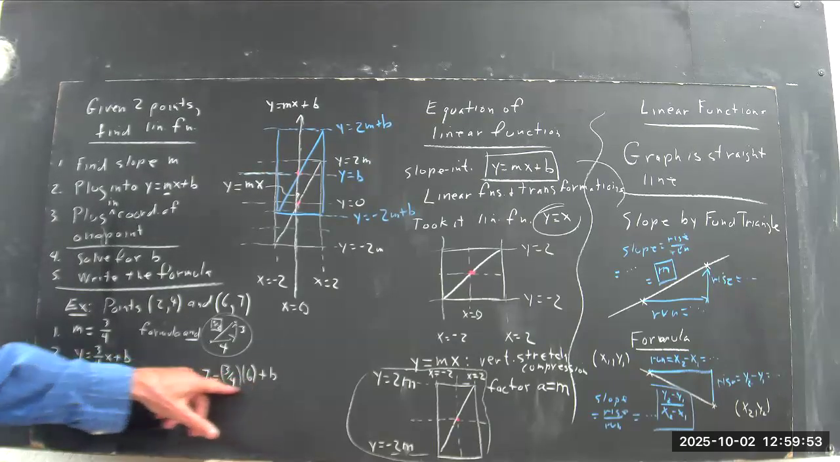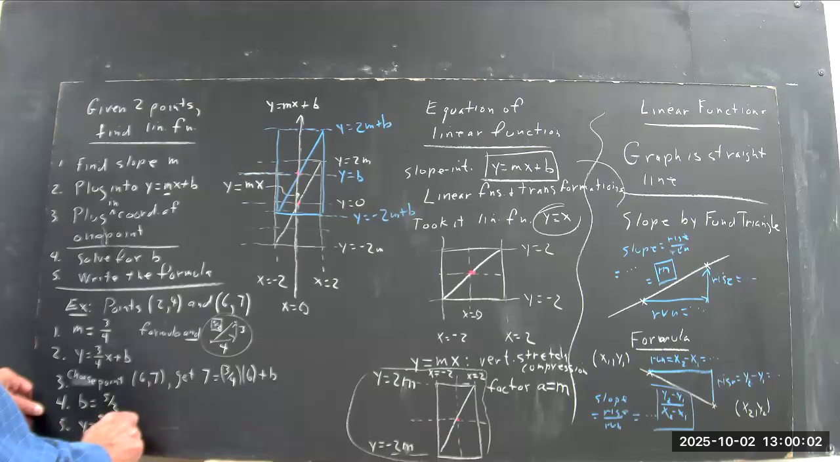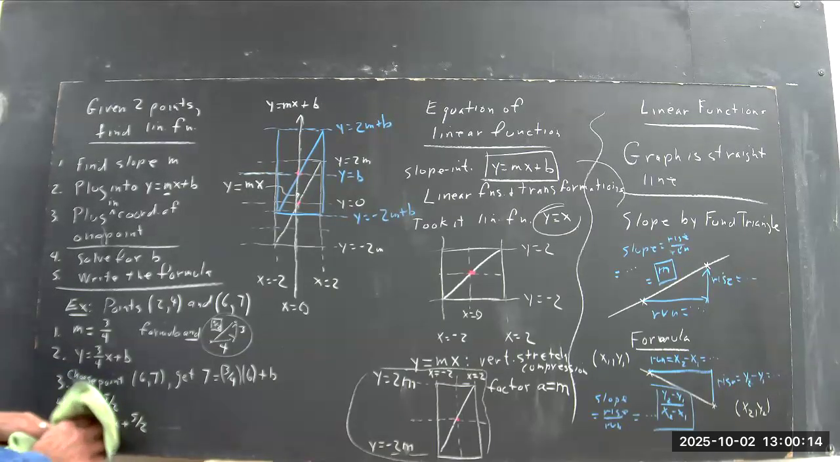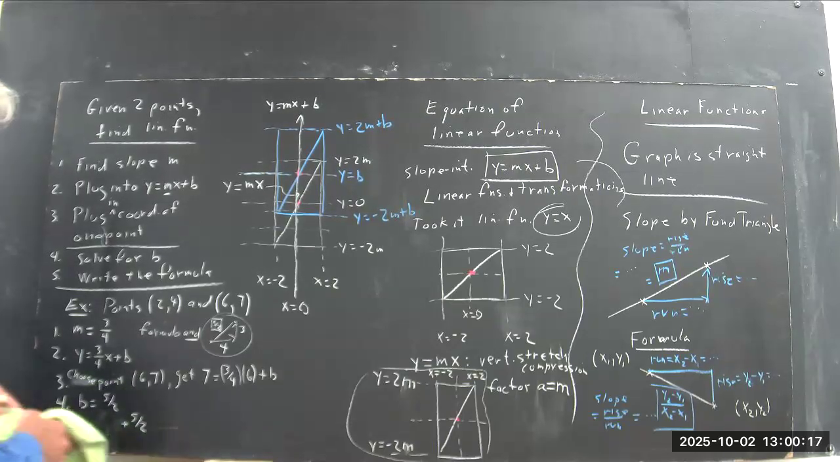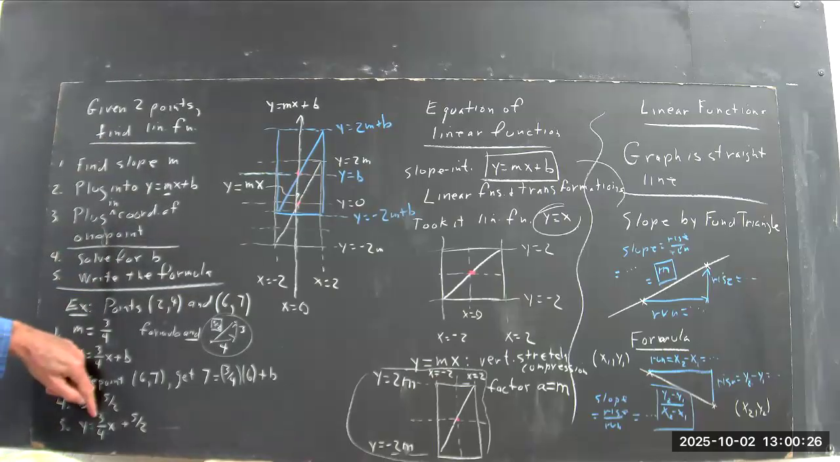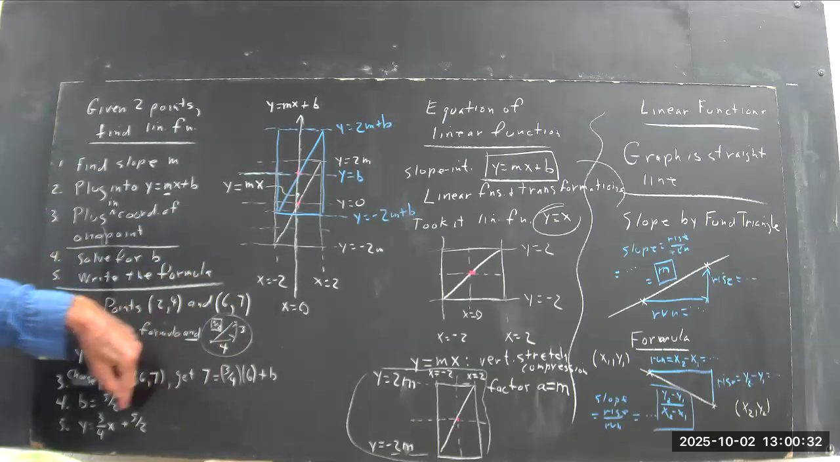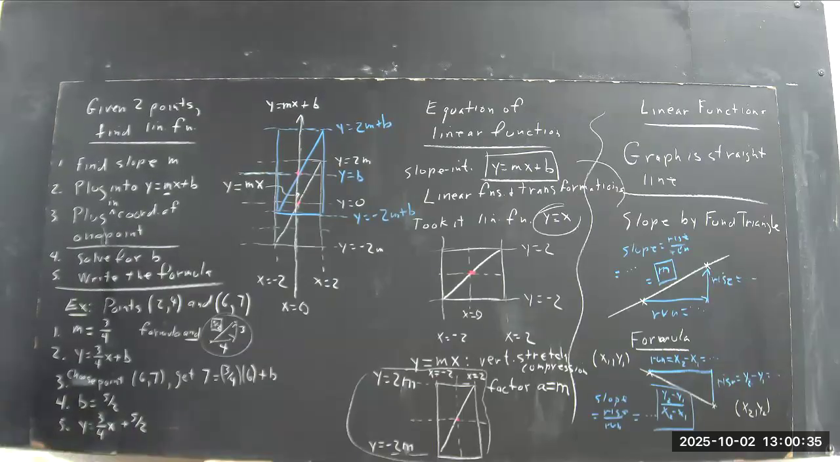So you solve this linear equation for b, and you get 5/2. And then step 5, y equals, sorry, 3/4 x plus 5/2. So I've replaced m by the slope from this point to this point. And I've replaced b by what we get here. And that's your slope and your y-intercept.